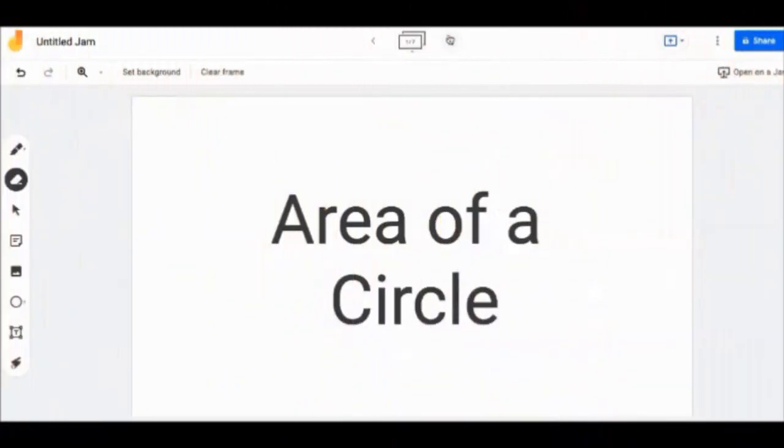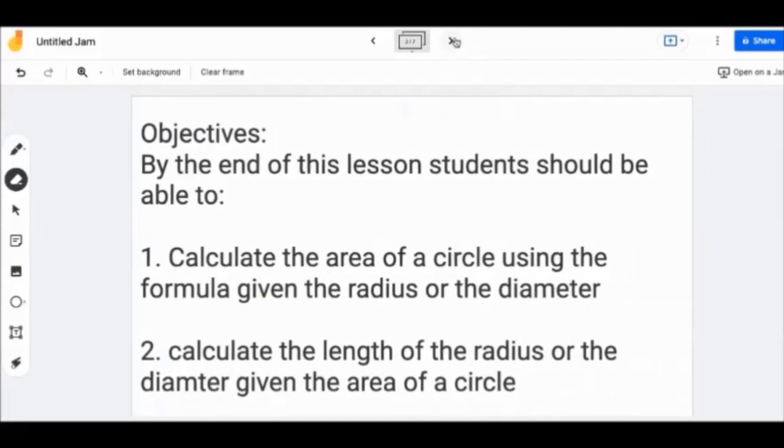Area of a circle. Objectives. By the end of this lesson, students should be able to: number 1, calculate the area of a circle using the formula given, the radius or the diameter. Number 2, calculate the length of the radius or the diameter given the area of a circle.